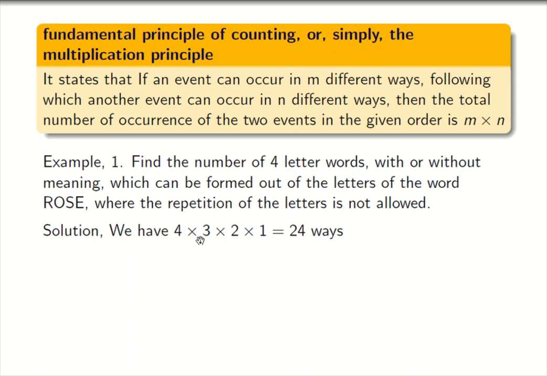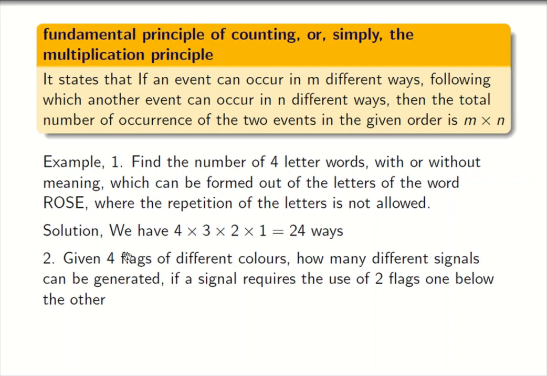Now they are saying that repetition is not allowed, and because of this, if I pick one of the letters to represent the first position, then I'll be left with 4 minus 1, which is 3, to choose for the second position. And if I choose one for the second position, any of them, then I'll be left with 2, and so on. Okay, so that is how it is.